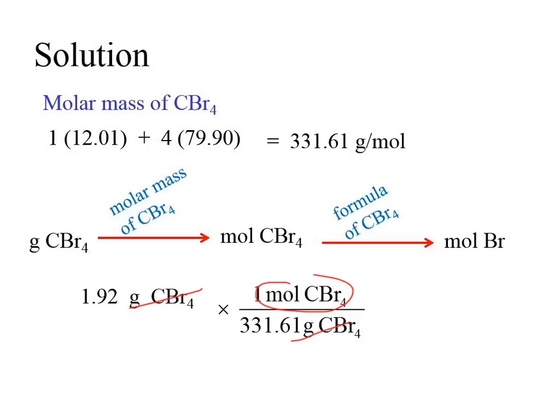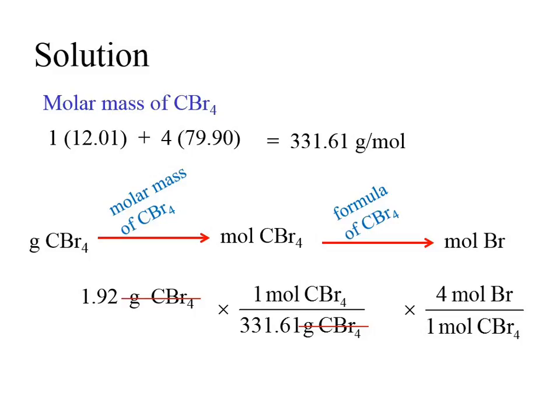Yeah, perfect. 4 moles of Br over 1 mole of CBr4. And then our moles of CBr4 cancel. We're left with moles of Br, which is, we're done.